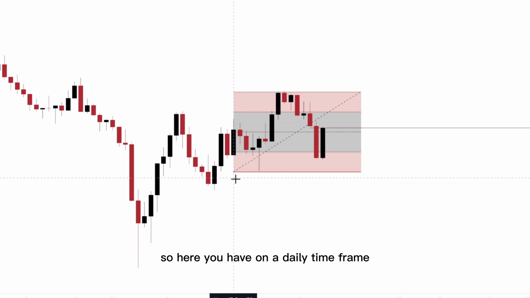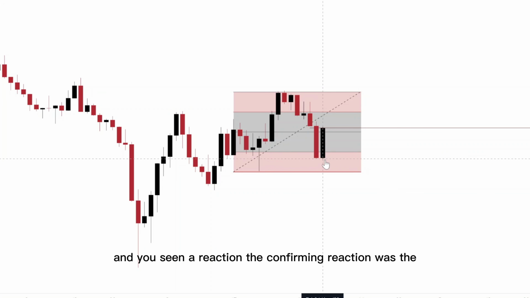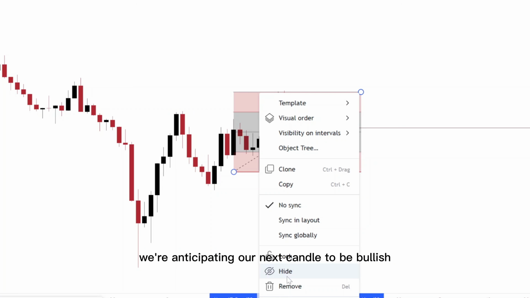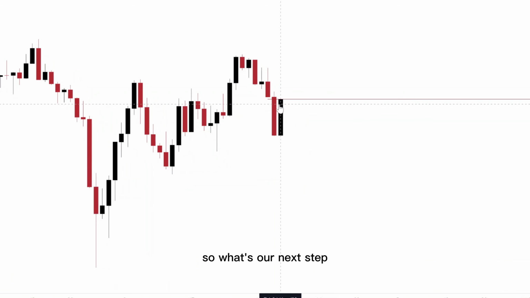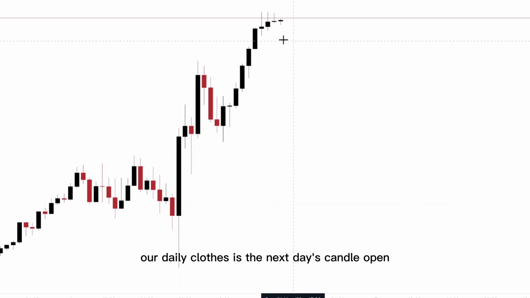So let's go over this. Here you have on a daily time frame, price is rejecting from your daily range extreme. And you've seen a reaction. The confirming reaction was the bullish candle. So now that we know that probability wise, we're anticipating our next candle to be bullish. So what's our next step? We mark our daily close. So once we mark our daily close, we go to the lower time frame, understanding that our daily close is the next day's candle open.